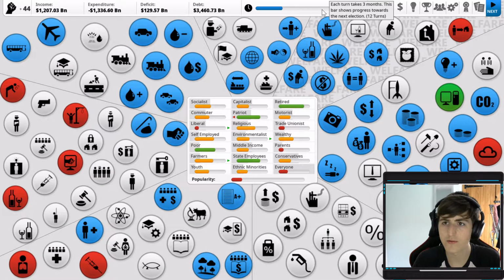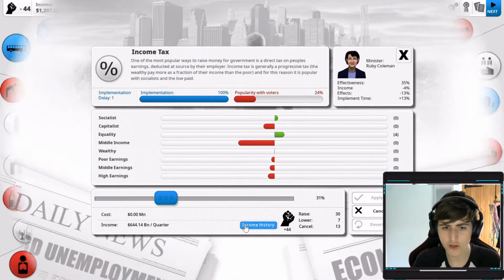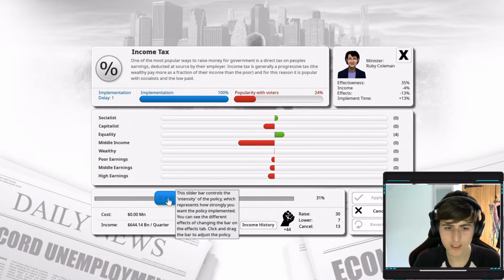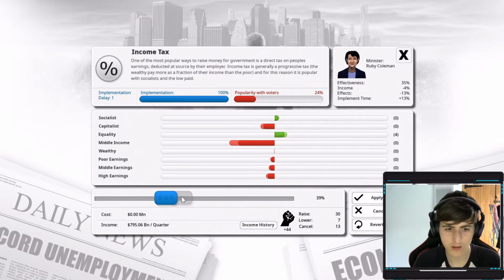So this is the time to the next election. We've got 12 turns yet, so that's still a while. And we can... See, nobody's going to be happy with this. An increase in income tax makes nobody happy. But I need to increase it.